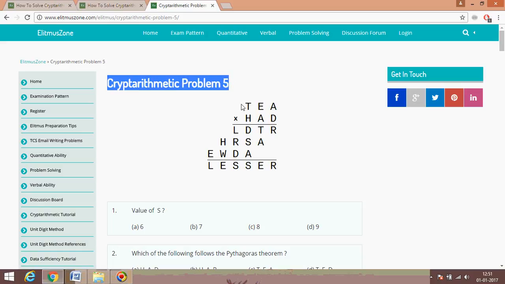Okay, so the problem is TEA cross HAD. LDTR, HRSA, EWDA, LESSER. Okay, so this is a basic cryptarithmetic problem in 3 cross 3 multiplication.